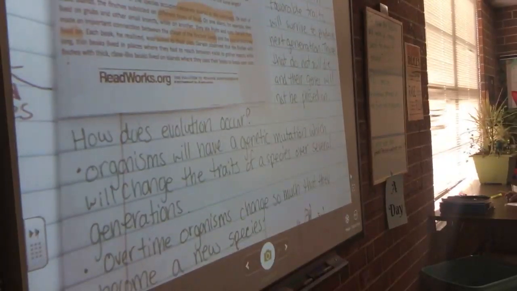So how does evolution occur? Why do we have evolution? What's going on here? This is where the mutations come in. You'll have one species that's born differently. They have a genetic mutation, and that'll change the traits or what they look like. And if that's a favorable mutation, that is a good thing, it's going to help them survive. Then eventually, after a few generations, that'll be the only trait that is seen.